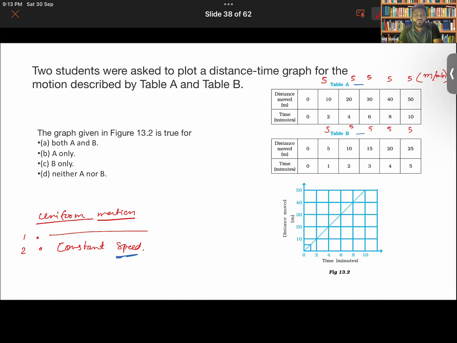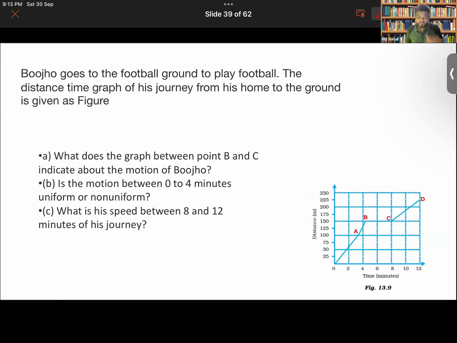The option given, option number A, is what Santosh said in the beginning: that table number B represents uniform motion. I thought it was A because I didn't figure it out, and I zoomed in, then I understood. Whenever there's an option given like both, you should check both data given in the question. So option A is the correct one here.